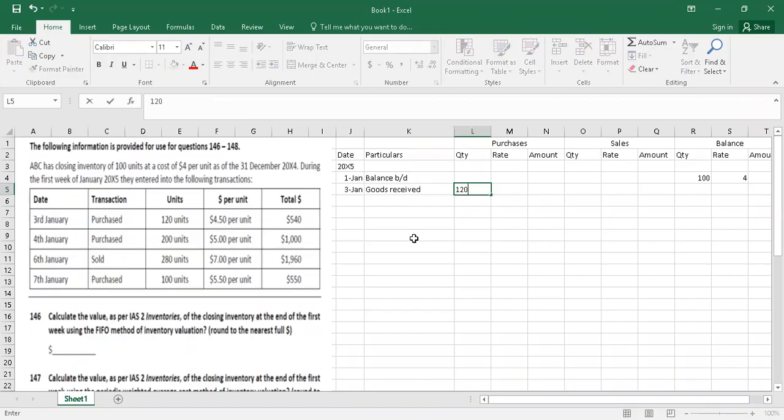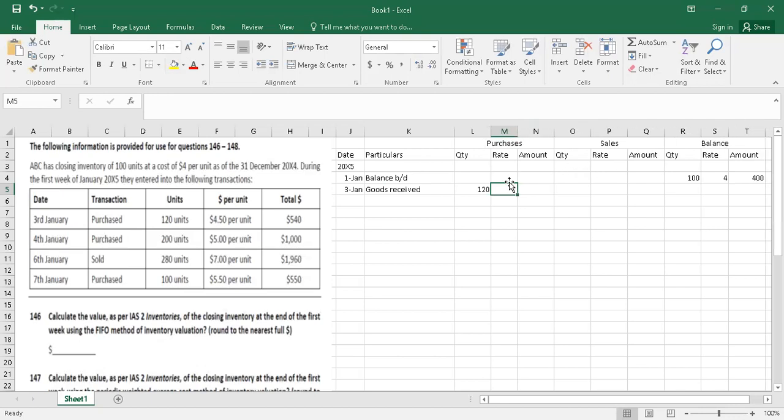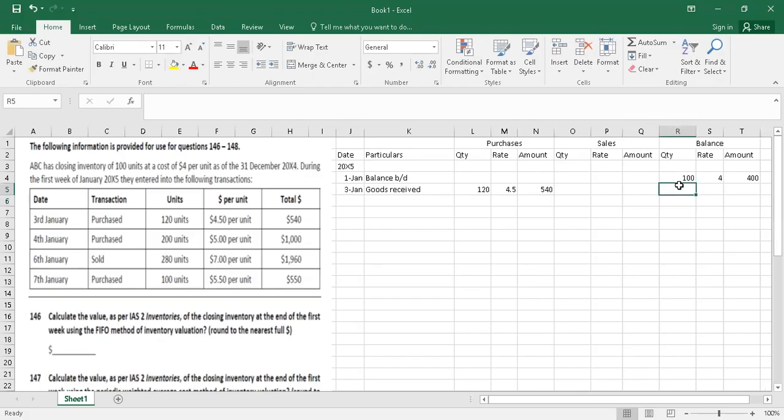120 units are purchased. This time, the first lot of material they had was at a value of 4 per unit. But this time when they are purchasing, they are purchasing it at 4.50. So the value of these units is 540. So there are two lots of material. One lot has 100 units at 4 per unit, and the second lot has 120 units at 4.50.